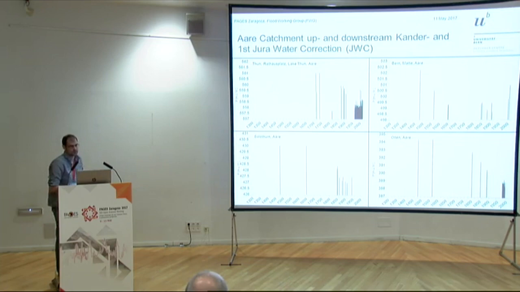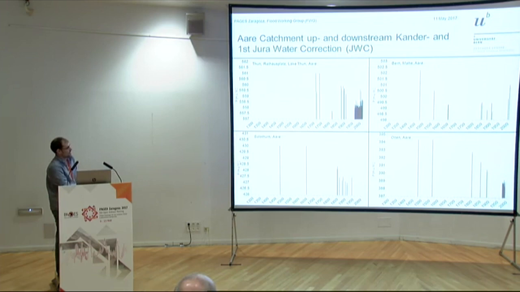So what we have here is Thun, Bern. Thun is situated right at the outflow of Lake Thun. Bern is some kilometers further downstream. Solothurn, again, some kilometers further downstream. Those two sites, we shouldn't see the influence of the Jura waters correction because it's upstream, but we should see the influence of the Kander correction. And in fact, in Thun, we somehow see it, and in Bern, we see it. So before Kander correction, the level was here, and after the Kander correction, we have a new normal.